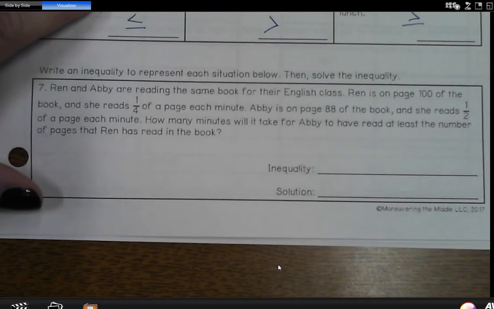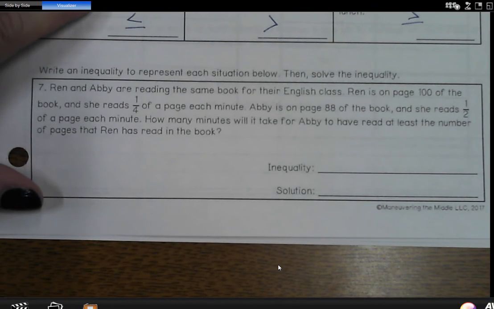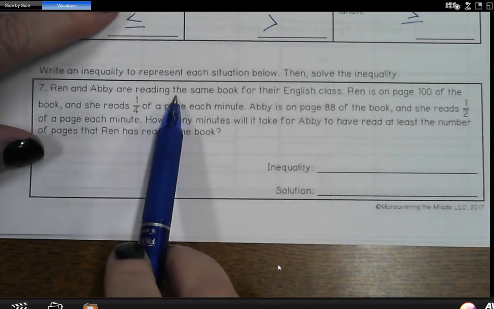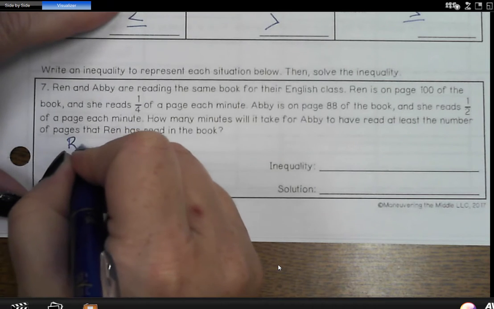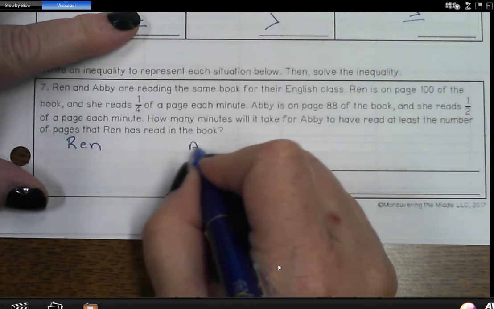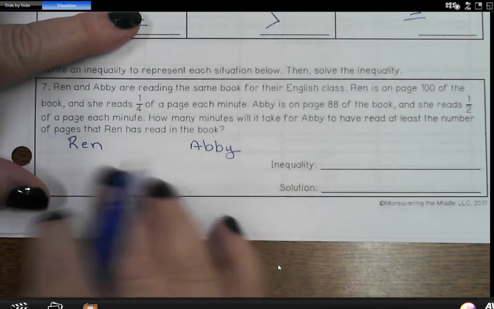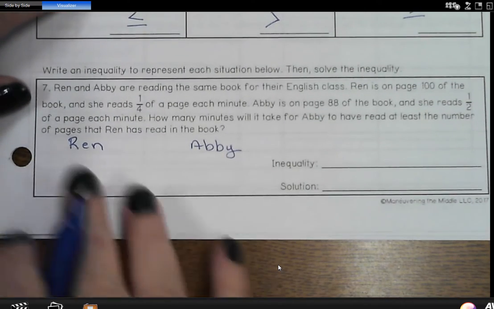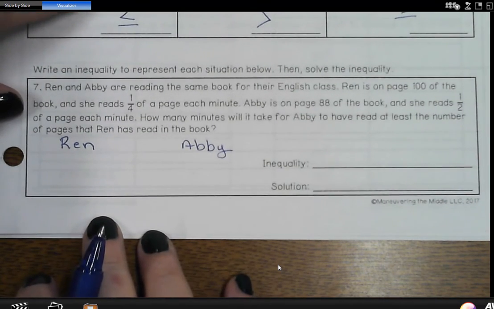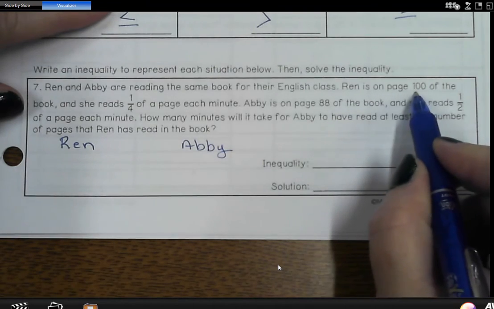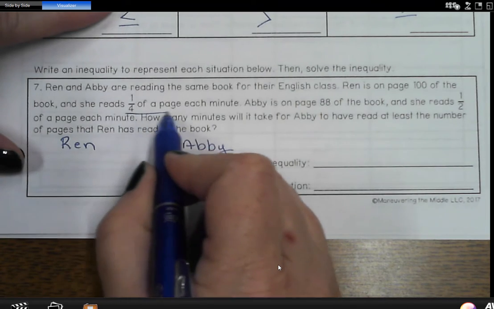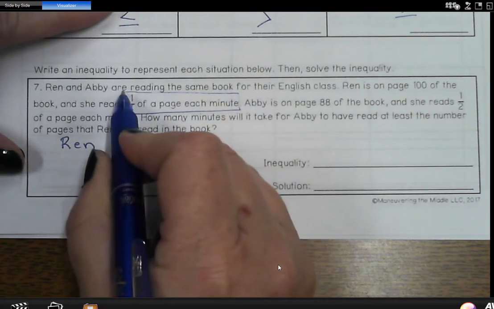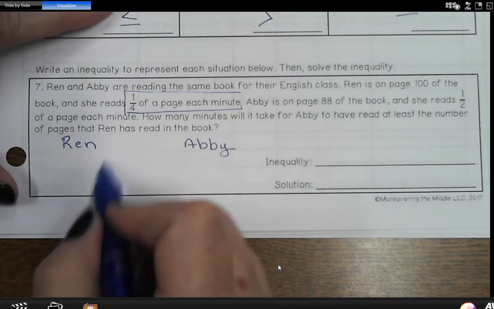So when we write our word problem, we do the exact same thing that we were doing. Ren and Abby are reading the same book for English class. So we have 2 people, Ren and Abby. Now remember, where it's per or each is where your X goes. Ren is on page 100 of the book, and she reads 1/4 of a page each minute. So, how would you write Ren's part?